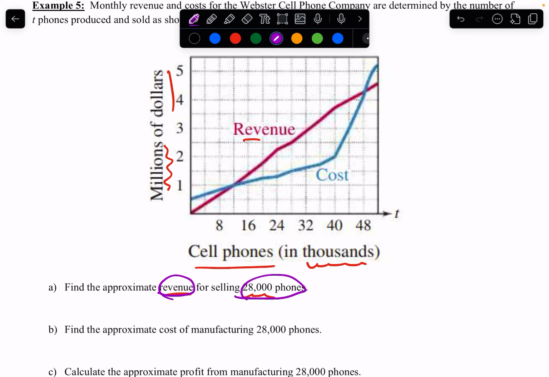So revenue, 28,000 phones. When looking at this, the difference here is 8. So in the middle here, this difference must be 4. So 8 plus 4 is 12. This is 0, so that has to be 4, 8, 12, 16, 20, 24, 28 has to be over here, right? So we're going to go from 28 all the way up to the revenue function and then see how many dollars it is. Well, that's between 2 and 3, so it's got to be 2.5. So it's $2.5 million.